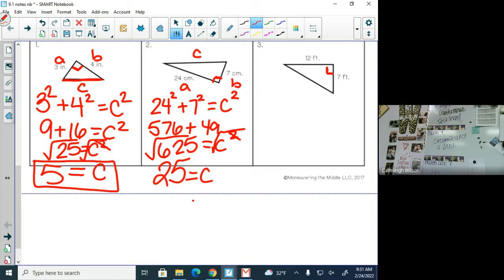All right, I'm going to let you all do number 3, round to one decimal point. You forgot how to do a square root on your calculator? You hit second and then the x squared button. One decimal place for your answer.